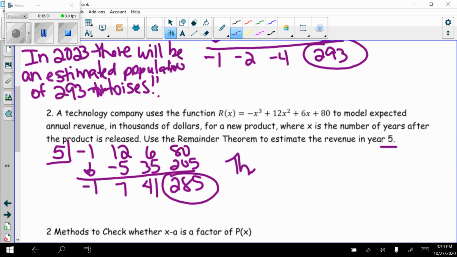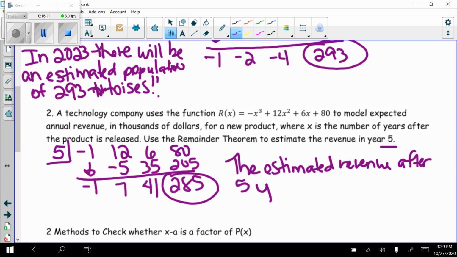So the estimated revenue after 5 years will be, remember here they told me that this was in thousands of dollars. So, I got 285, so it will be $285,000. Again, this was just a different way. Instead of plugging 5 in for all of those x's and working it out, this is another way that we can work that out. Okay?